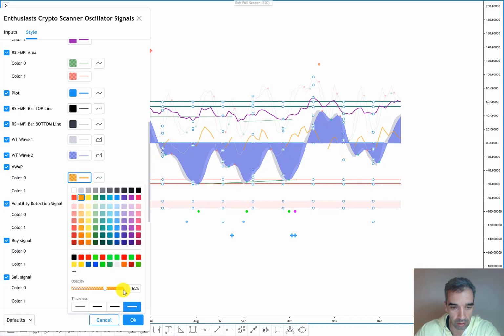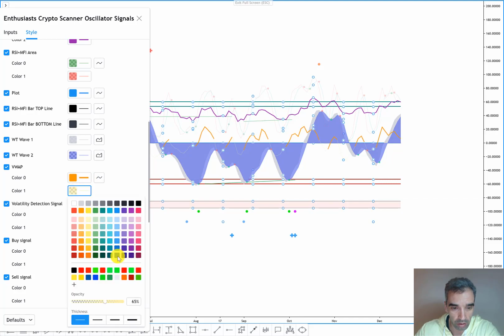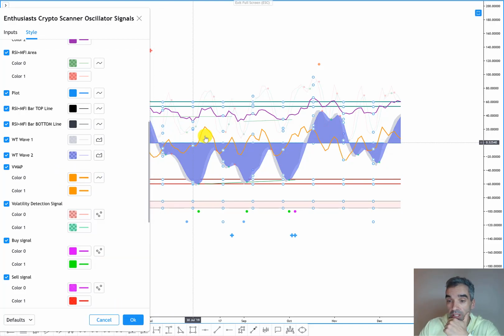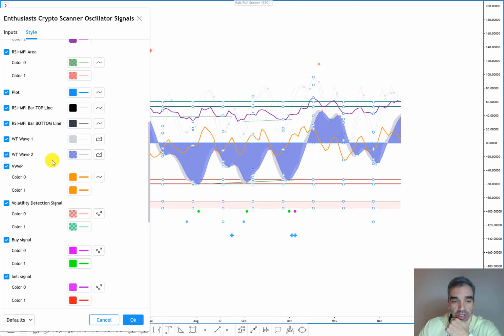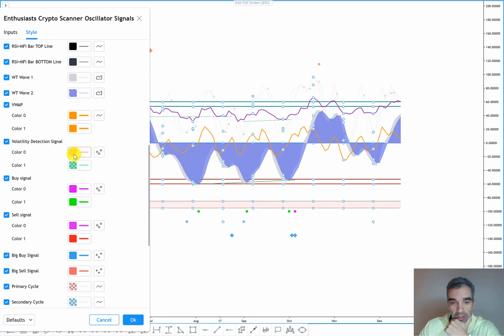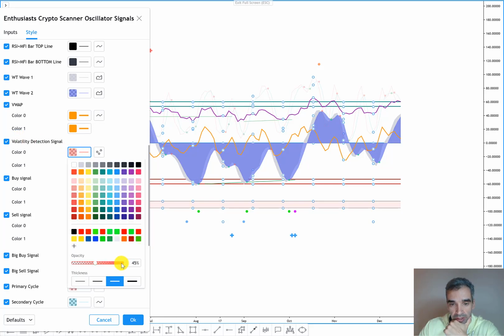Make it 100. Here we do the same coloration, very thick line, and you guys can see our VWAP, very important indicator. Volatility detection signals, we come here with this one. So you see here volatility red going down.